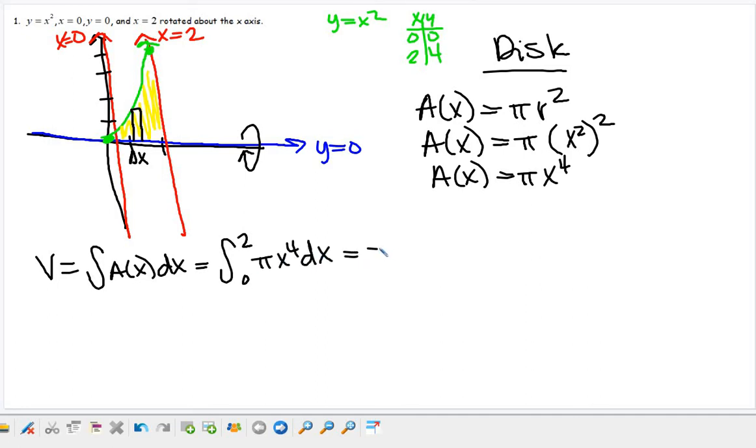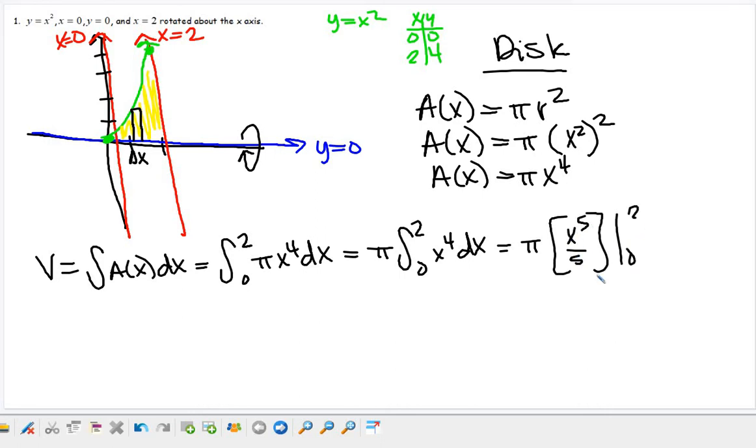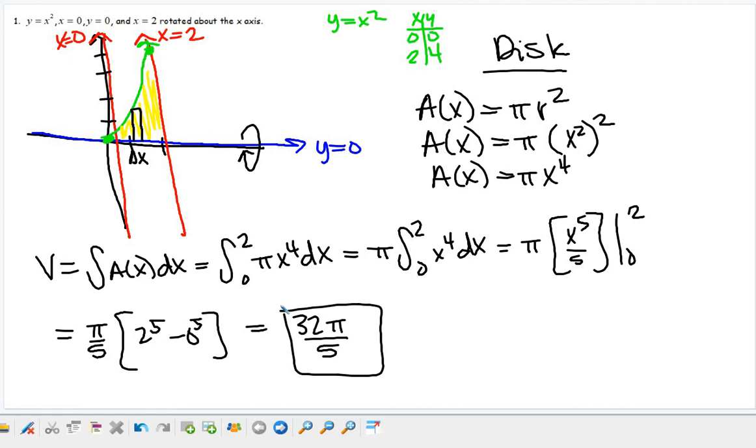So I'm going to move my pi out. Right? So I have pi times x to the 5th over 5 evaluated from 0 to 2. So I'm going to pull that 1/5 out. So I have pi over 5 of 2 to the 5th minus 0 to the 5th, which means I have 32 pi over 5.